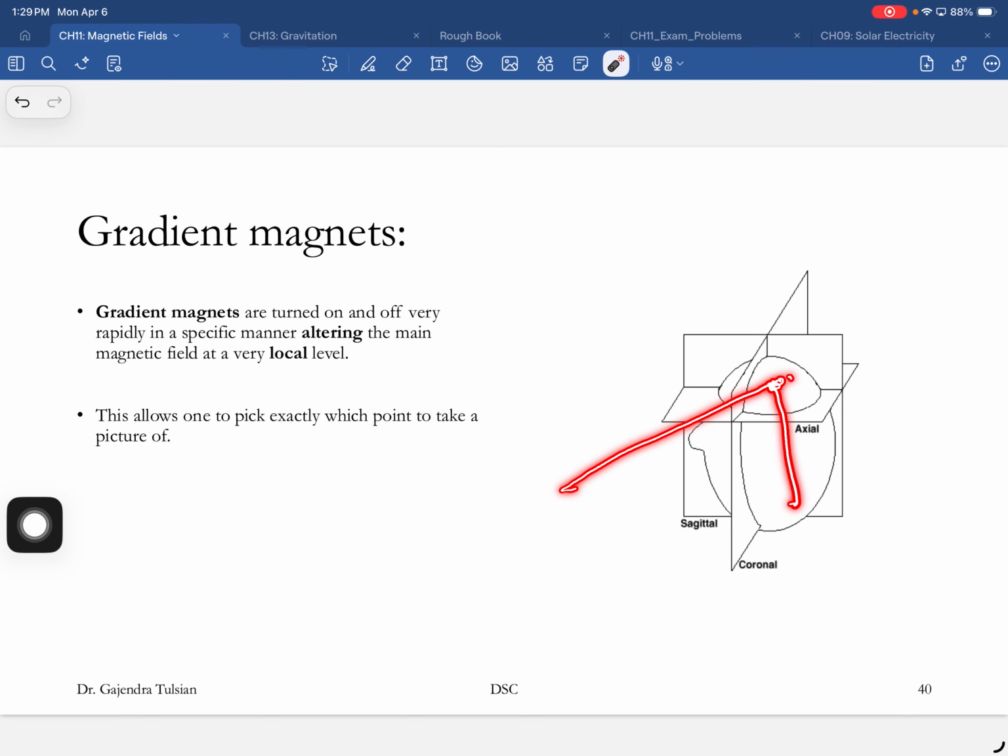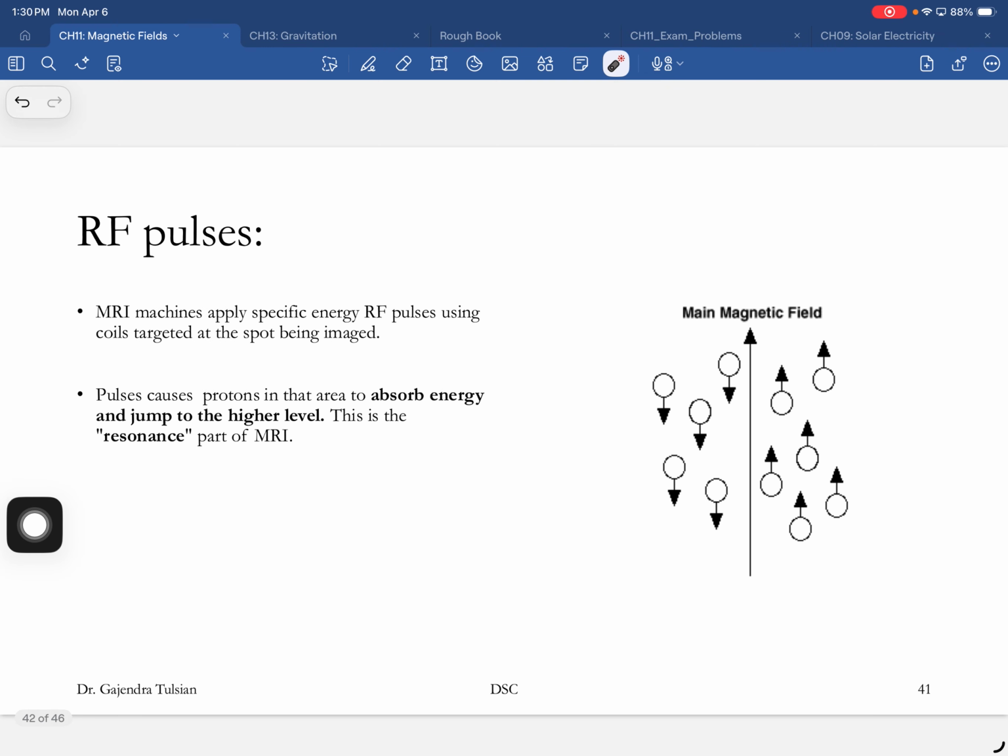And then when you want to take a picture of the next point, you change the magnetic field to correspond to that point. So you take pictures point-wise. Gradient magnets are turned on and off very rapidly in a specific manner, altering the main magnetic field at a very local level. This allows one to pick exactly which point to take a picture of. Then you keep changing the points, take pictures one point at a time, and assemble a three-dimensional picture. So it's a very good technology.